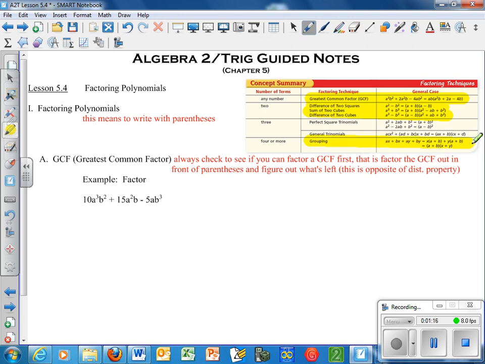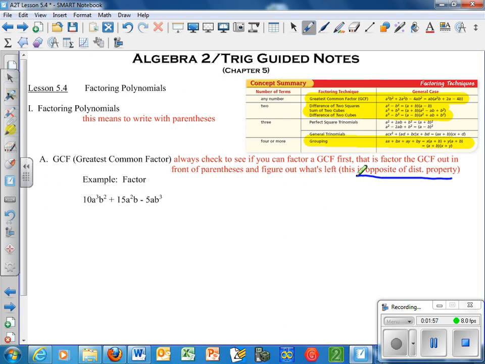Factoring the greatest common factor is what we're going to look at first, and this should always be your first step in every type of factoring problem. If they tell you to factor, they're not always going to say factor out a greatest common factor, or factor by grouping, or factor this difference of two squares. They're just going to say factor. So much of factoring is recognition. You need to recognize what you need to do. First step in every factoring problem is to always check to see if you can factor out a greatest common factor first. That is, factor the greatest common factor out in front of parentheses and figure out what's left. This is kind of the opposite of the distributive property that you've learned.